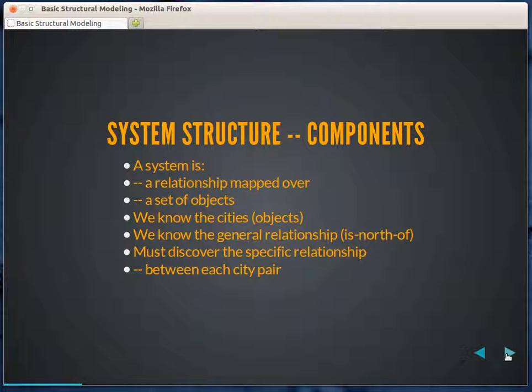So the system structure components. A system is a relationship mapped over a set of objects. We know the cities. We know the general relationships. So the cities are the objects, the general relationship is north of. We must discover the specific relationship between each city pair.